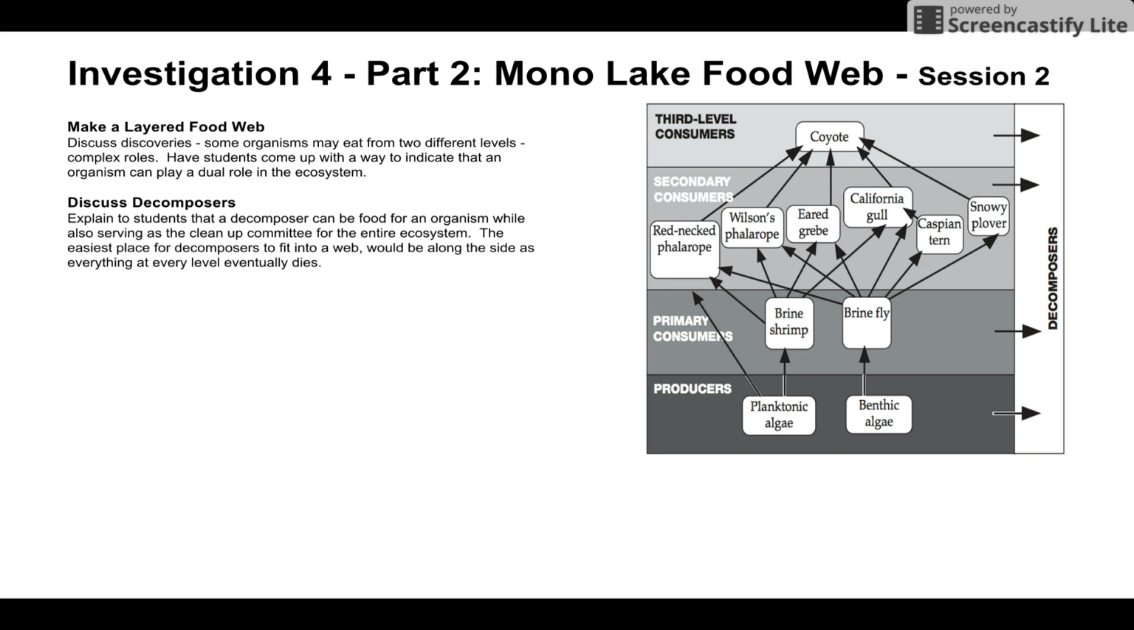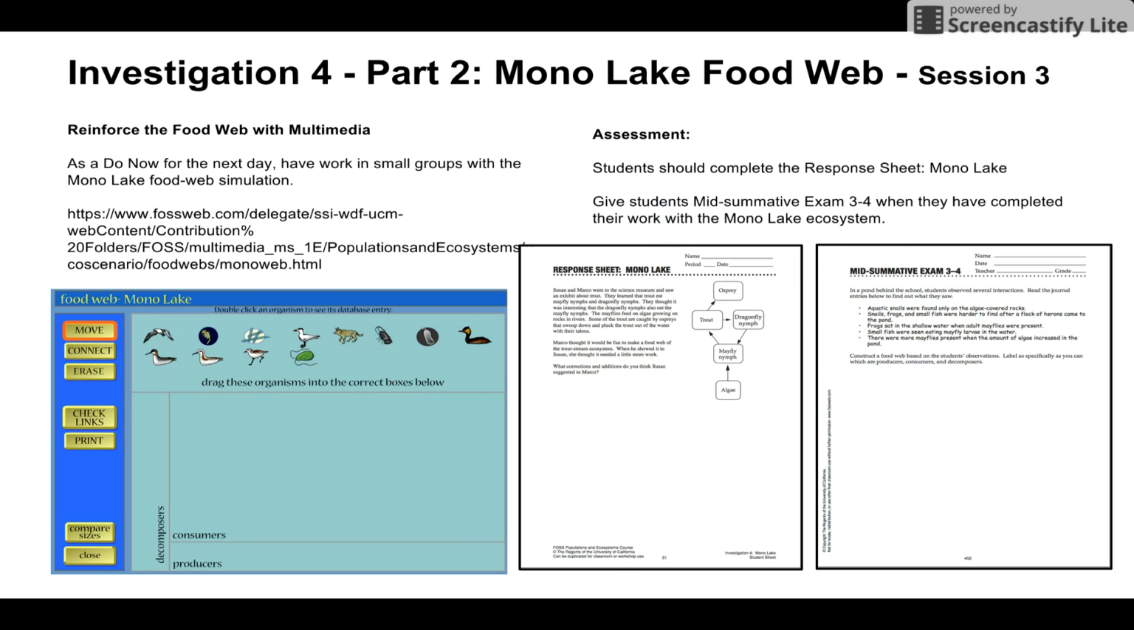Discuss decomposers with students. Let students know that decomposers can be food for an organism, while at the same time serving as a cleanup committee for the entire ecosystem. So the easiest place for decomposers to fit into a food web would be along the side, as everything at every level eventually dies.